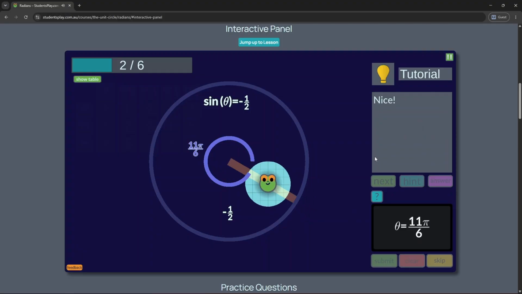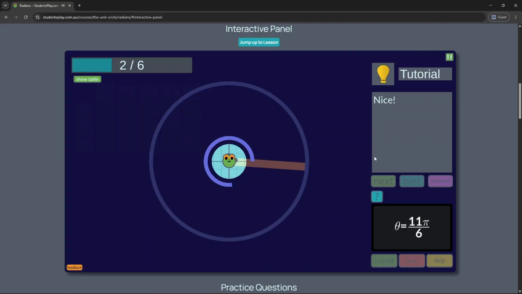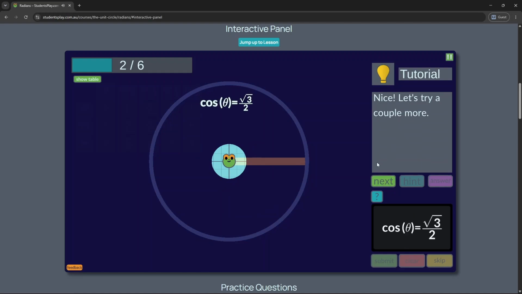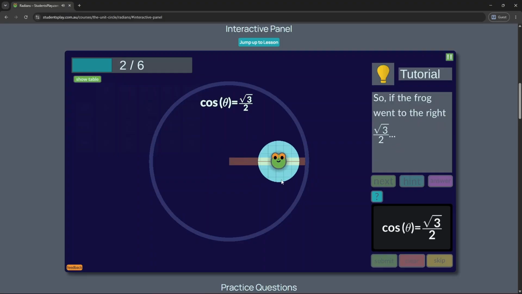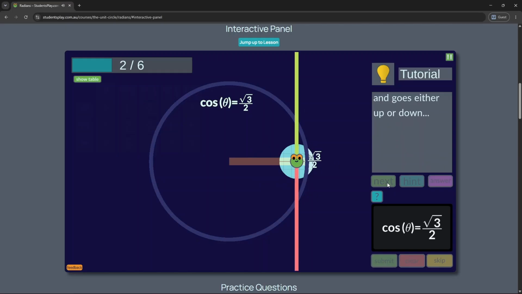Nice. Let's try a couple more. So cos theta equals root 3 on 2. Because cos is for the adjacent, and in the unit circle, that's the horizontal side, this tells us that the angles we need will result in an adjacent length of root 3 on 2. So if the frog went to the right by root 3 on 2, and goes either up or down, it could be in one of these two positions.